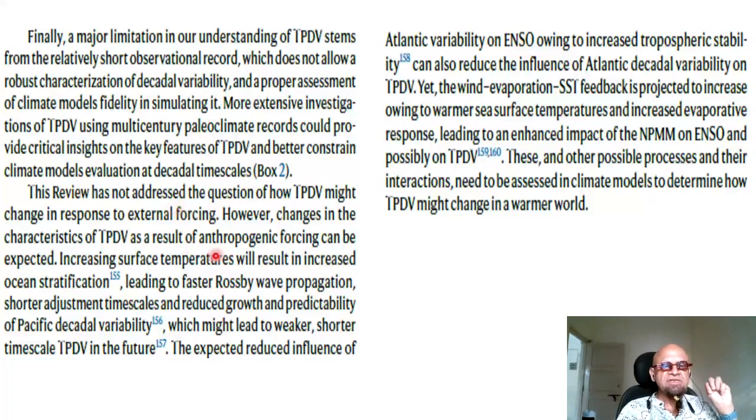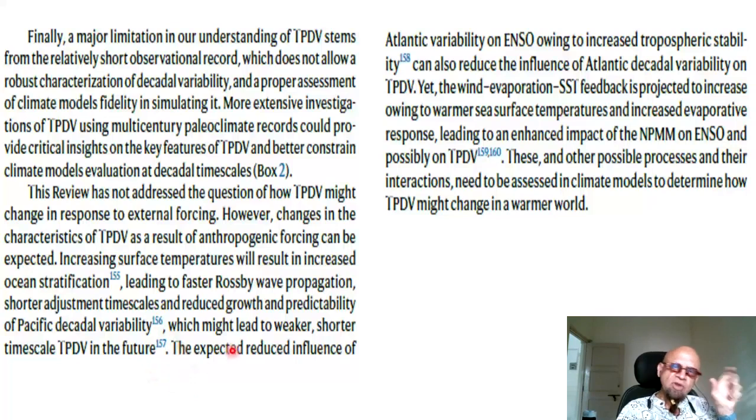That's really the question. This review has not addressed the question of how TPDV might change in response to external forcing, such as anthropogenic forcing. However, changes in the characteristics of TPDV as a result of anthropogenic forcing can be expected. Increasing sea surface temperatures will result in increased ocean stratification, leading to faster Rossby wave propagation, shorter adjustment timescales, and reduced growth and predictability of Pacific decadal variability, which might lead to weaker, shorter time scale TPDV in the future.